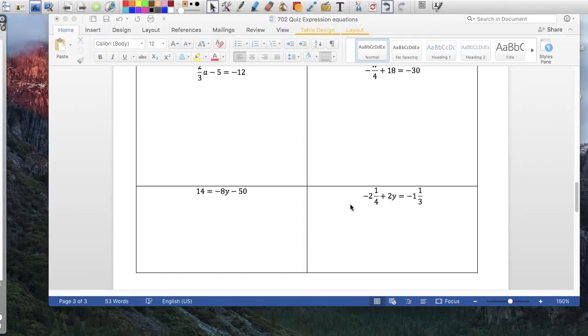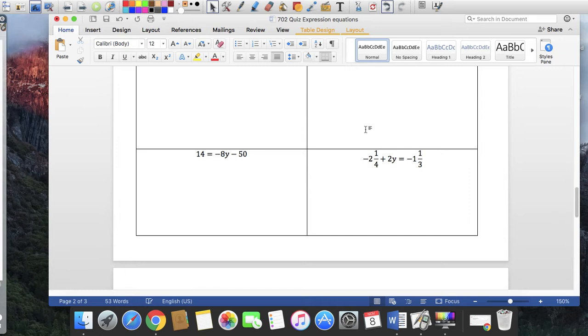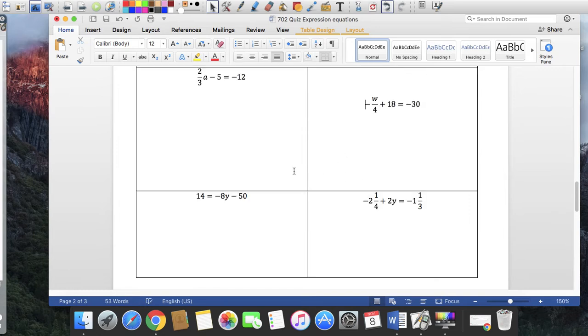Yuck, who put the fraction here? Wait, no, not you.